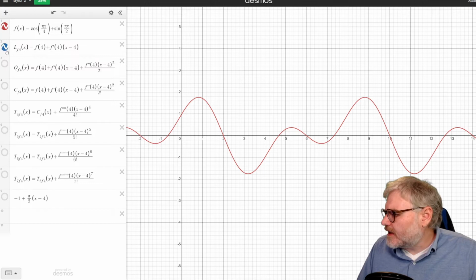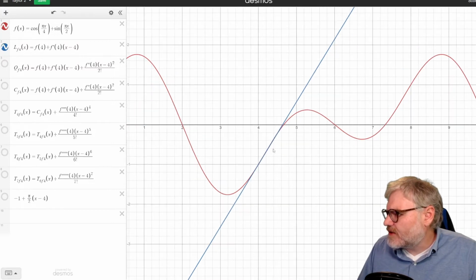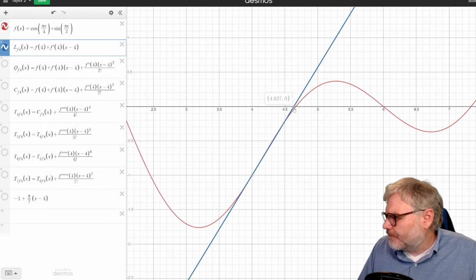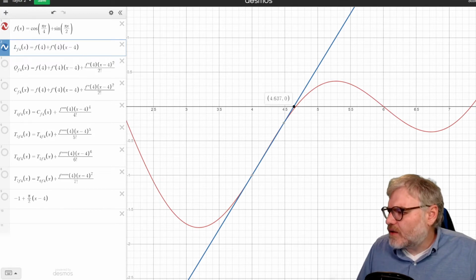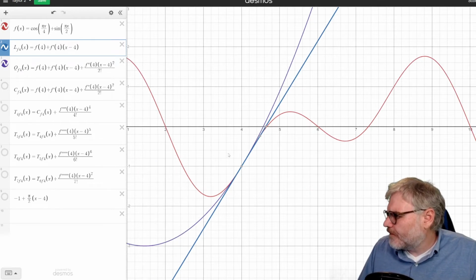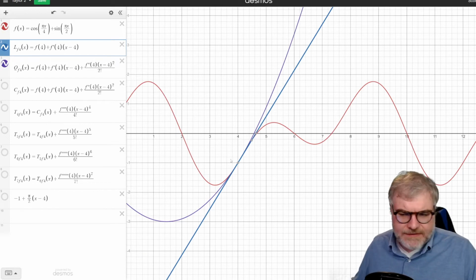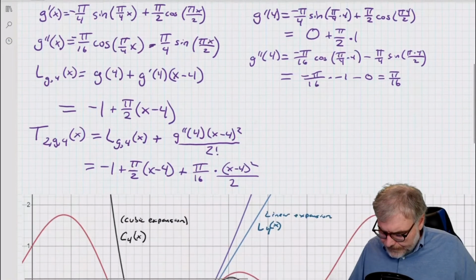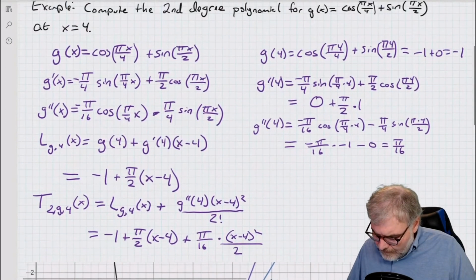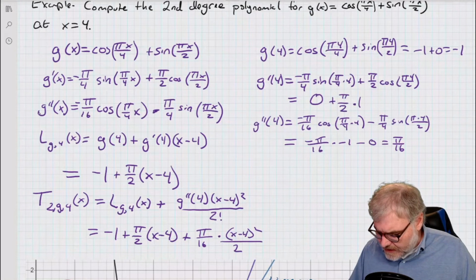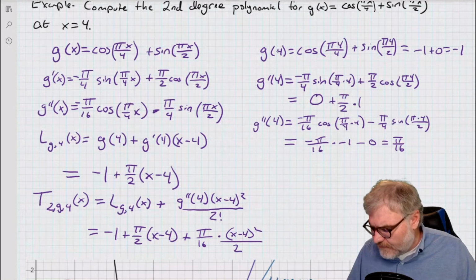So let's look at the linearization here. If I wanted the linearization at 4 of this, that's what it would look like. Well, the quadratic estimator is going to be this one. So let's actually write down what that quadratic estimator is. What I'm going to need is g of x, g prime of x, and g double prime of x, and I'm centered on 4 again.